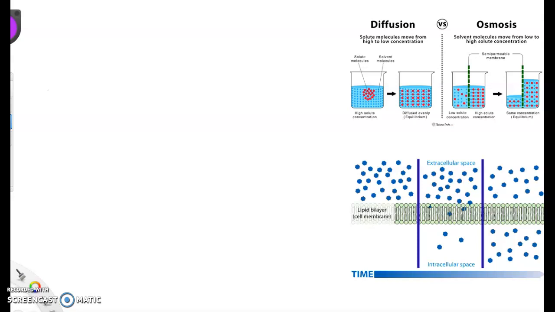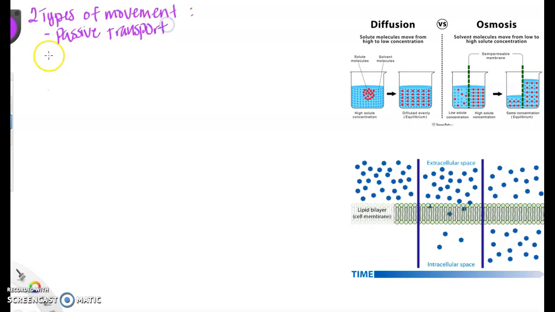So now we need to talk about how things move across that semi-permeable membrane. So there are two types of movement: passive movement, or passive transport, and active transport.